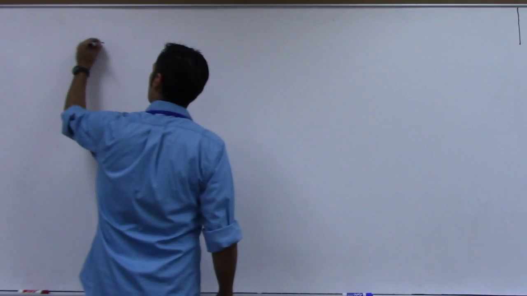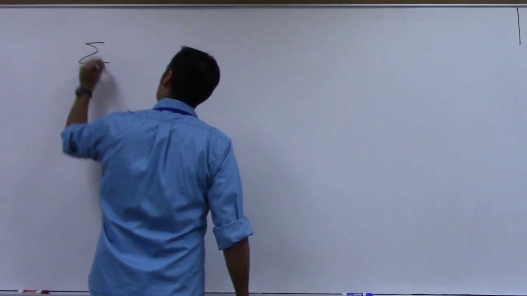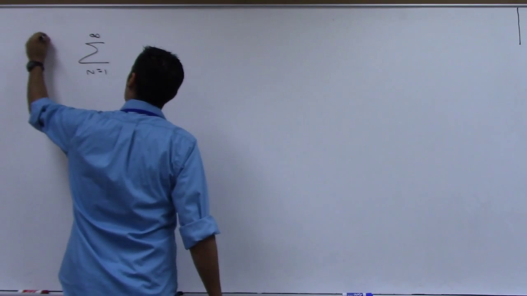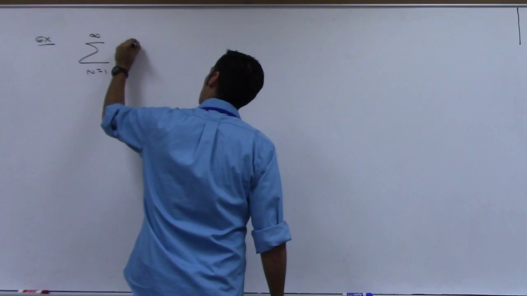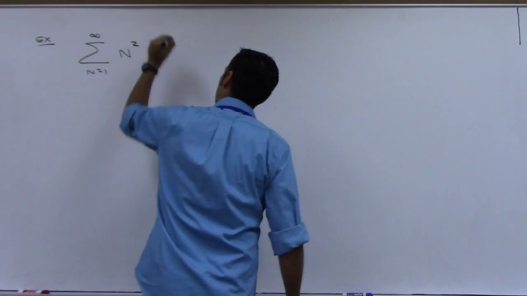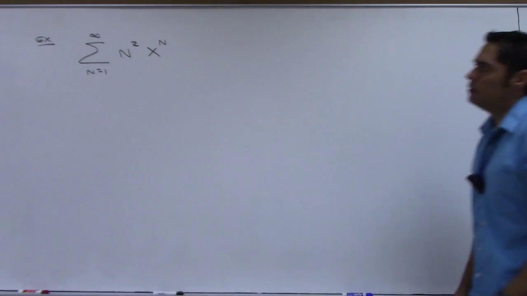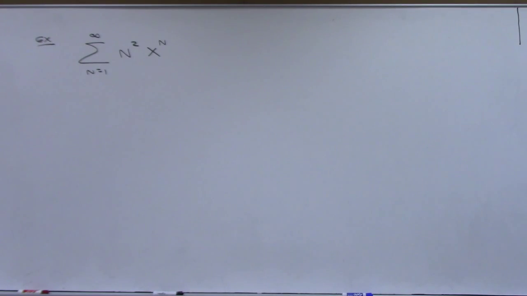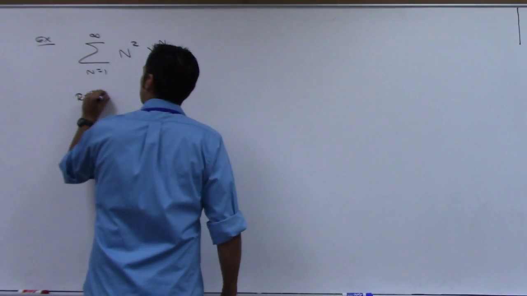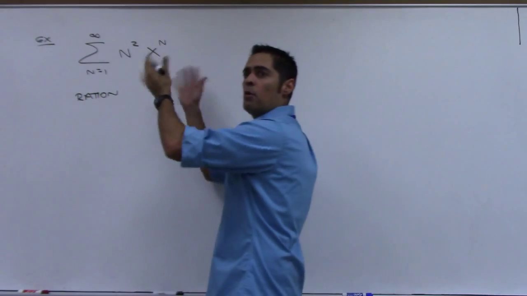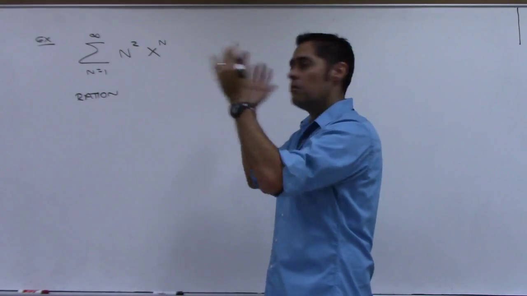Sum, n equals 1 to infinity, of n squared x to the n. This is not on your sheet. You ready? I'm going to move quick. Ratio test. Same question, right? For what values of x does this converge?